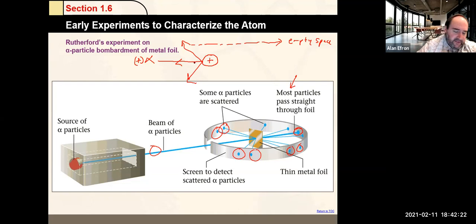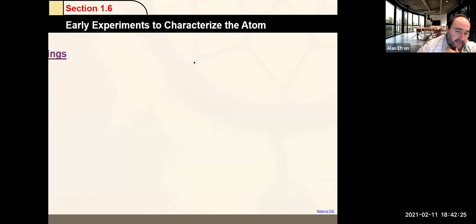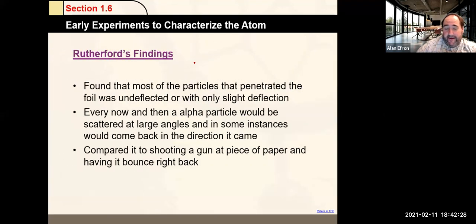And what they found as a result of this experiment was surprising to them. They found that most of these particles went through undeflected, which meant they pretty much didn't hit anything. But we did have these particles that bounced off at really large angles, which meant they had to hit something very, very densely positive, because those alpha particles are positive. So positive hitting positive makes them bounce off at these really large angles. They described it like shooting a gun at a piece of paper and having the bullet come back. Those are things you don't expect to happen.